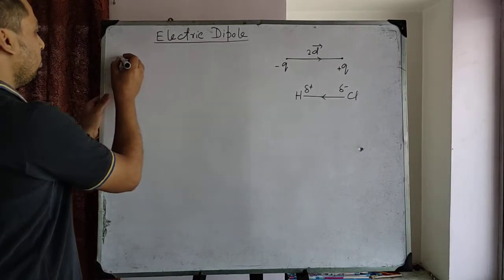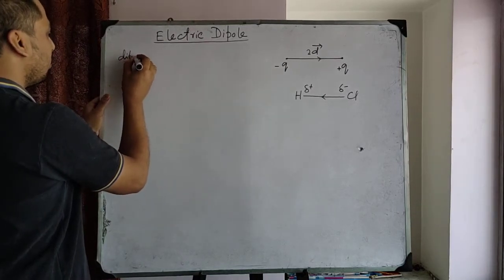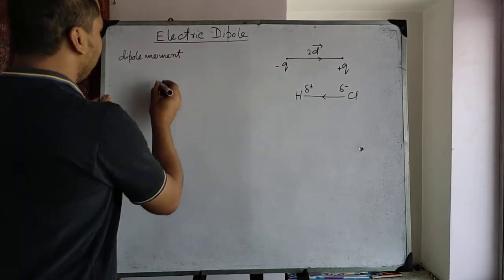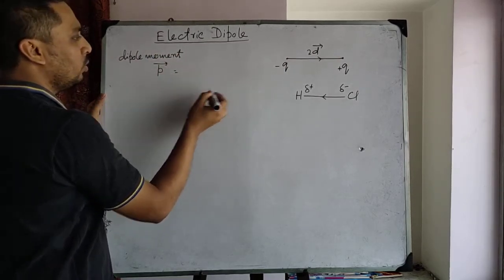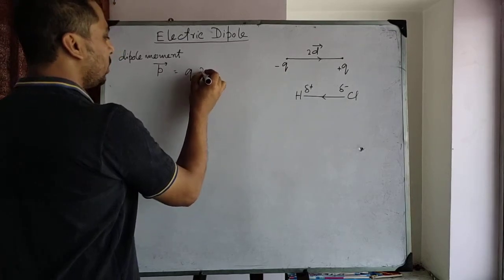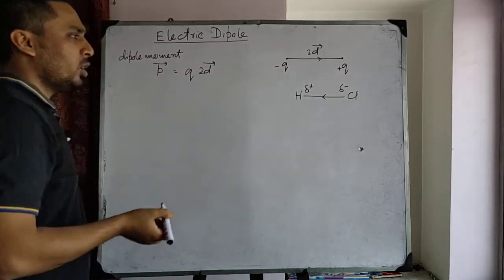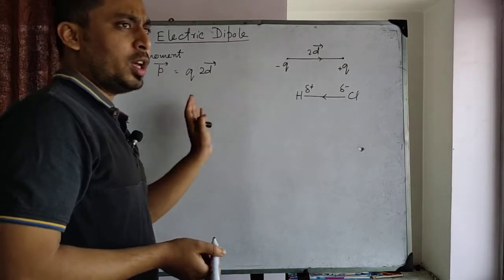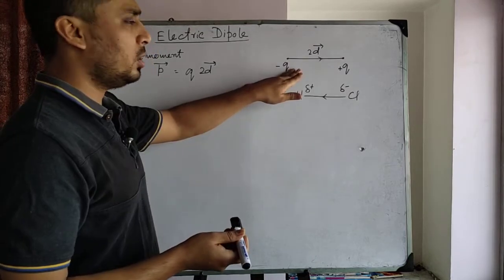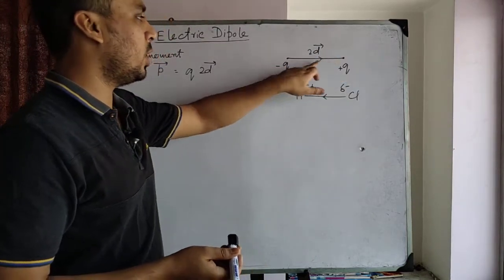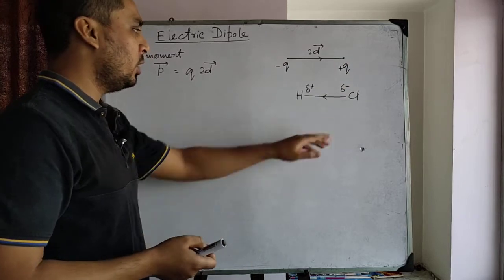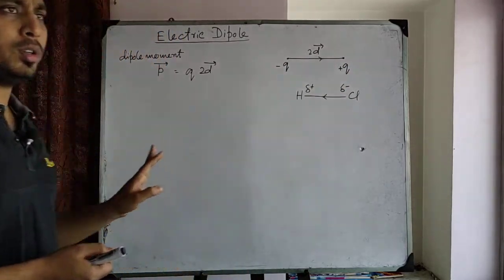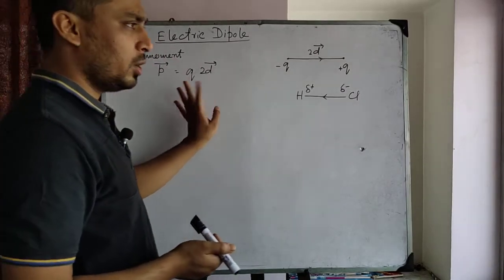So the electric dipole moment is given by p equal to the product of either charge and the separation distance between them. Electric dipole moment is a vector quantity, and its direction is from the negative charge towards the positive charge. In the case of HCl, it is directed from chlorine to hydrogen. So this is the definition of electric dipole moment.